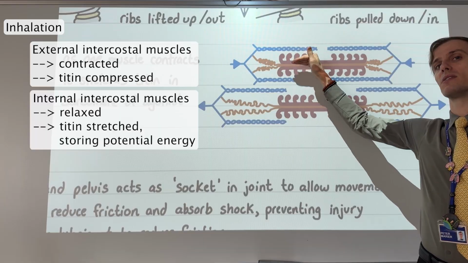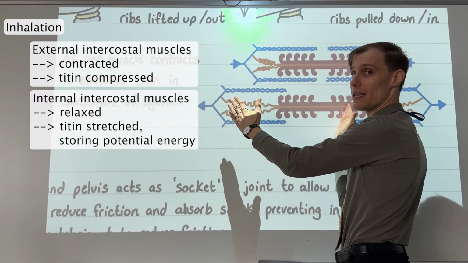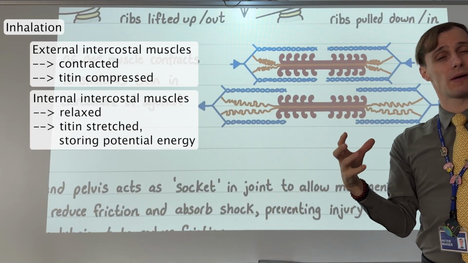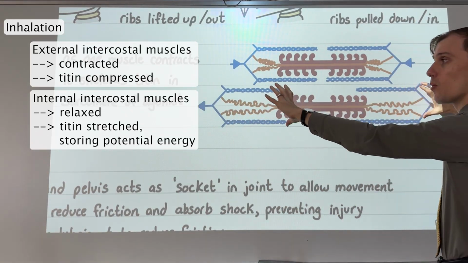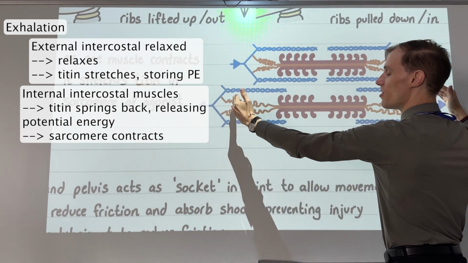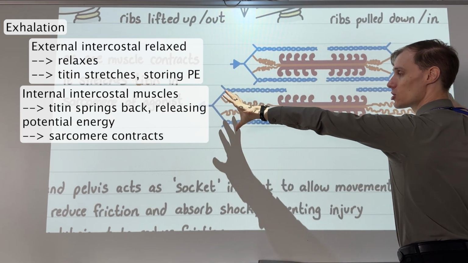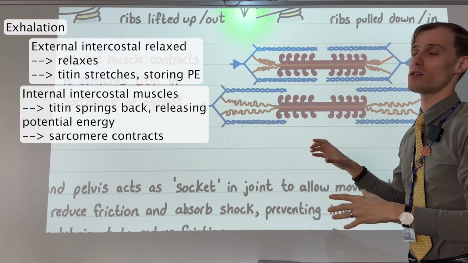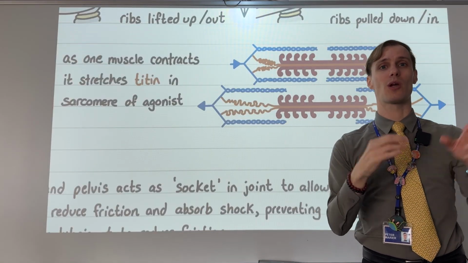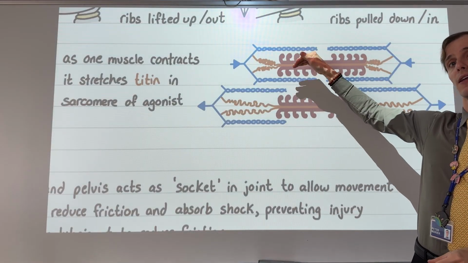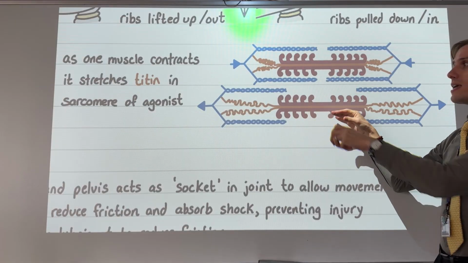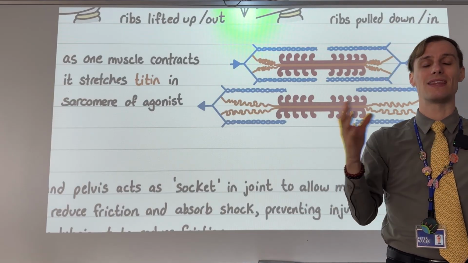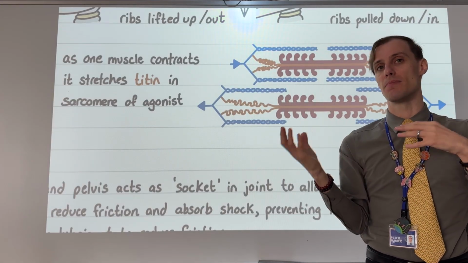At the same time, this means that in the internal intercostals, because they're relaxed, this is stretching out, and as Titin is stretching, it's storing potential energy. This means that when I would now be exhaling, this is going to recoil back and allow this sarcomere to spring back easier, and this would then stretch out in the external intercostals. So in this way, because your muscles are working antagonistically, when one is contracting, it's allowing potential energy to be stored in the stretching of Titin in the other muscle. The role of Titin is really, really obvious when we look at the interplay between antagonistic muscle pairs.